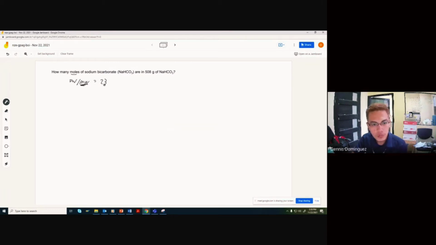23 ang sodium times number of atoms present na sodium dahil sa sodium bicarbonate, 1, plus hydrogen is 1.01 times 1, plus the carbon is 12.01 times 1, plus oxygen, you have 3 times 16. So that's the equation for the molecular weight of your sodium bicarbonate. Please check if sakto ba ang sodium, that's 23 or 22.99.